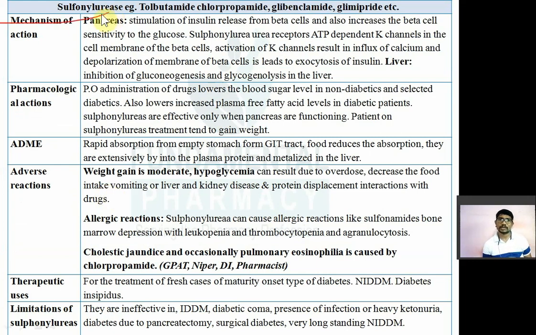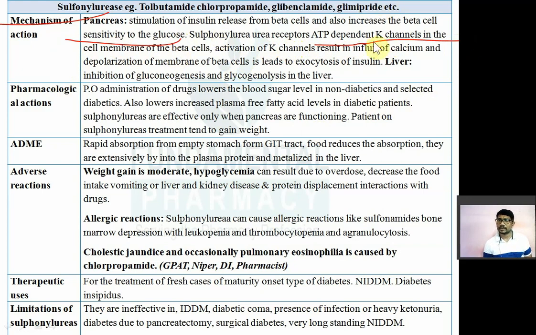Now the individual categories of drugs. First is the sulfonylureas, like tolbutamide, chlorpropamide, glipizide, glimepiride. What is the mechanism of action of these? They stimulate the pancreatic cells, stimulating insulin release from beta cells, and they also increase the sensitivity of the beta cells to glucose. Sulfonylureas have their own receptor, the ATP dependent potassium channel receptor or KATP, which is responsible for depolarization.